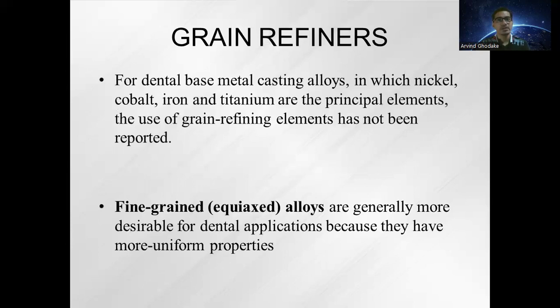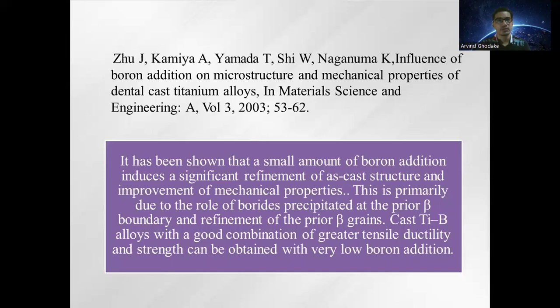For dental base metal casting alloys, in which nickel, cobalt, iron, and titanium are the principal elements, the use of grain refining elements has not been reported. Fine grain alloys are generally more desirable for dental applications because they have more uniform properties. It has been shown that a small amount of boron addition induces a significant refinement of the as-cast structure and improvement of mechanical properties.